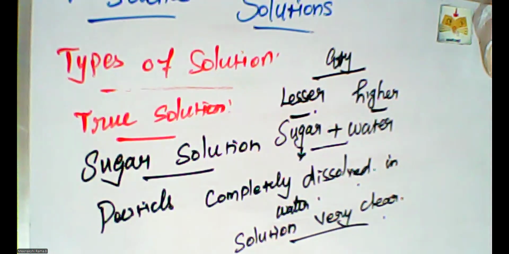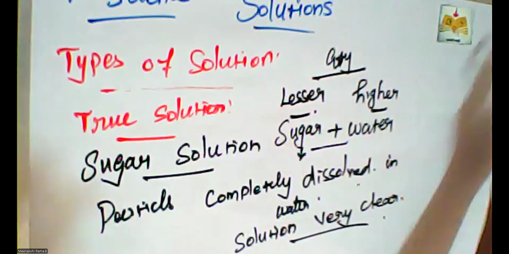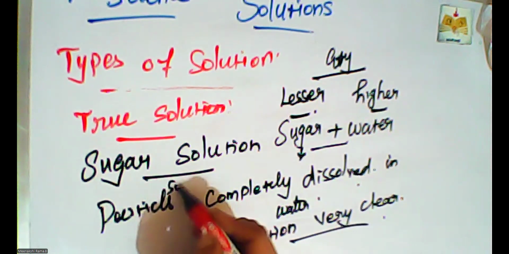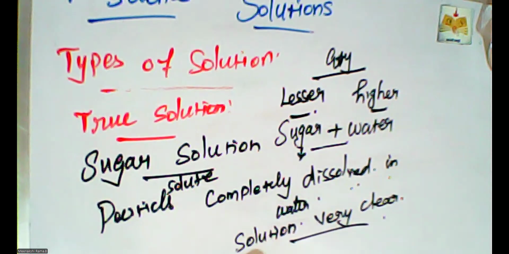Okay. First thing, the particles are completely dissolved. And then the second thing, the solution is very clear. Okay. And next one, colloidal solution. Is there any doubt in a true solution? True solution means the solution particle, that is the solute, is completely dissolved in water. And then the solution nature is also very clear. A very clear solution is called a true solution.